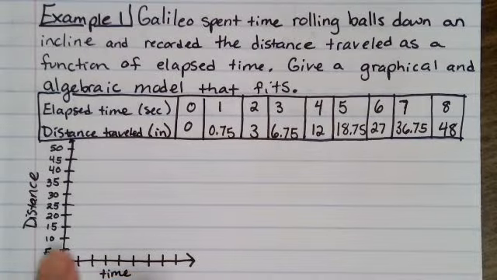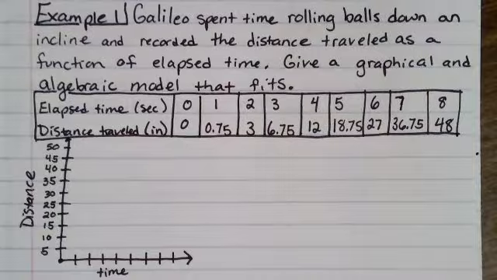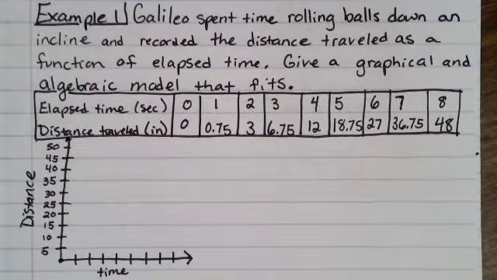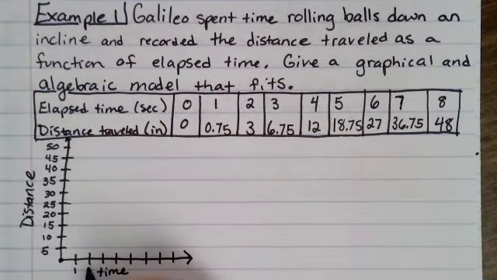I've got mine numbered by 5s on the y-axis where it's talking about the distance. And for time, I did not label that, but I probably should. This is just going by ones. So 1, 2, 3, 4, 5, 6, 7, 8, right?